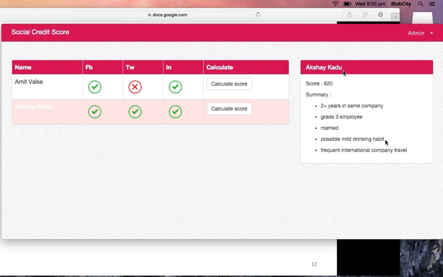We're looking at Twitter data and check-ins across Twitter and Facebook to see that he may have mild drinking habits due to frequent visits to similar bars. And we see that he does a lot of company travel, because we're noticing images of international destinations uploaded on Facebook, but tagged individually and not as part of family. And they're too frequent, which seem to be company sponsored and correspond to some of the workplaces that he has mentioned on his LinkedIn profile.